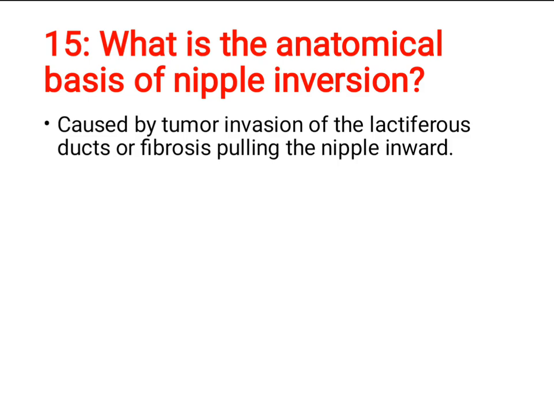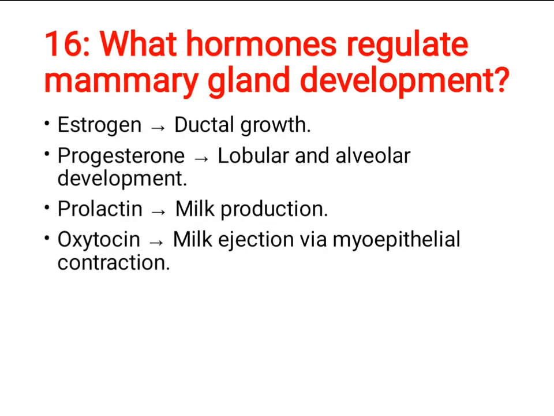Development and hormonal control. 16. What hormones regulate mammary gland development? Estrogen → ductal growth. Progesterone → lobular and alveolar development. Prolactin → milk production. Oxytocin → milk ejection via myoepithelial contraction.